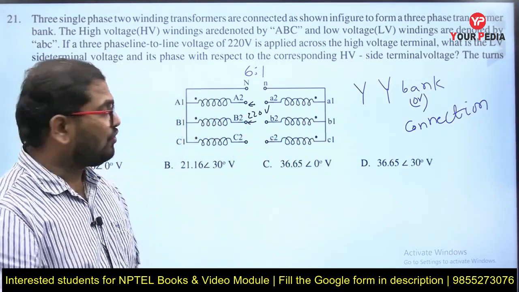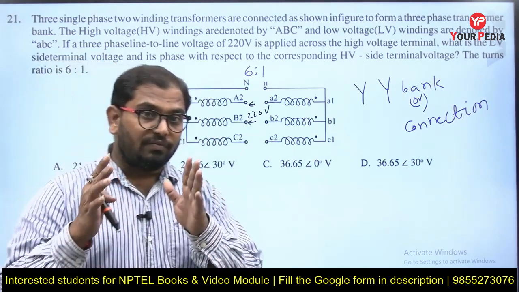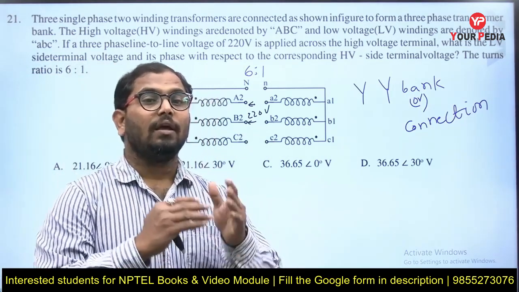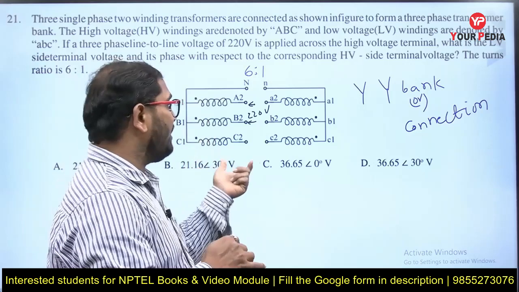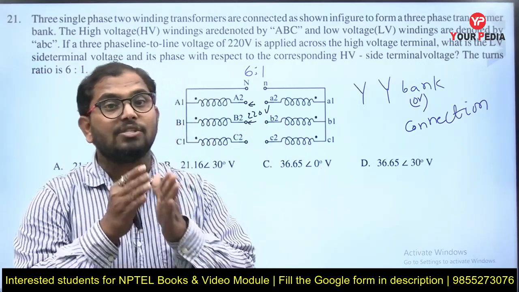If you check this, the phase angle difference between the primary winding or HV winding and the LV winding will be zero.